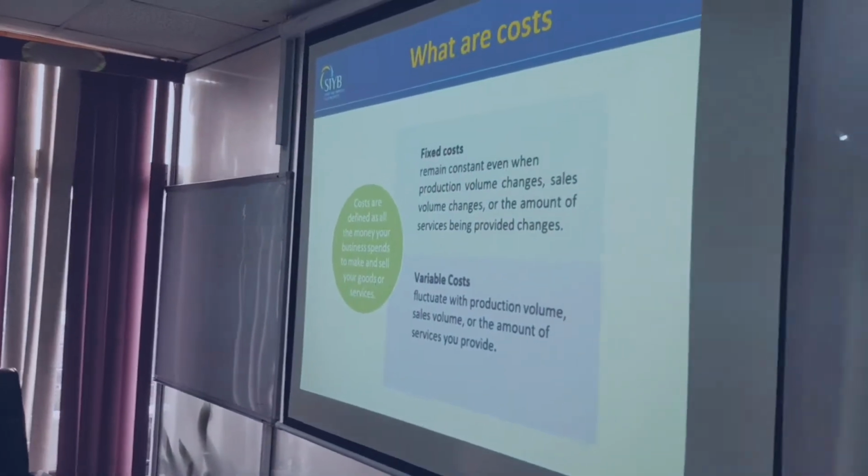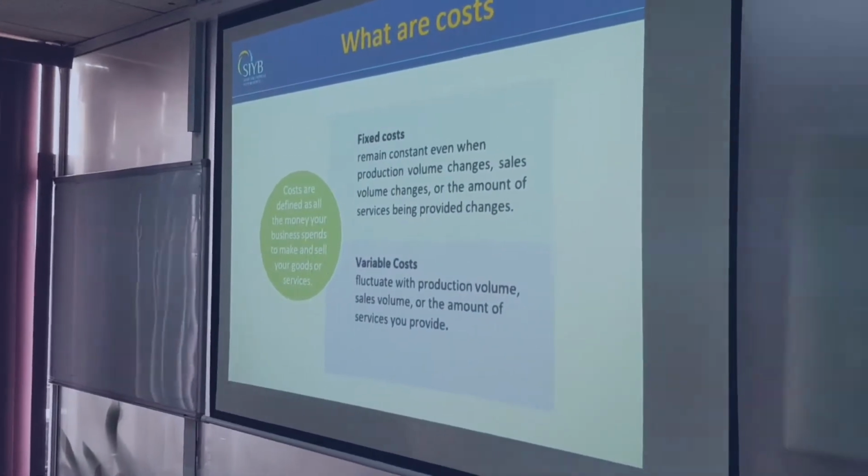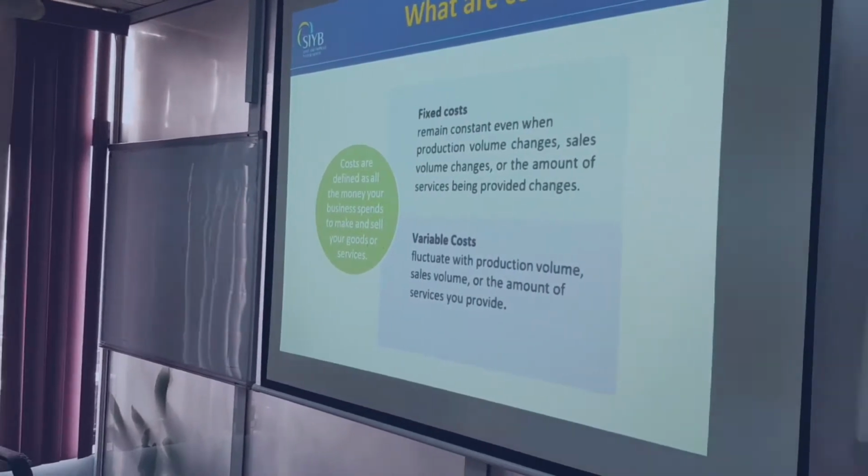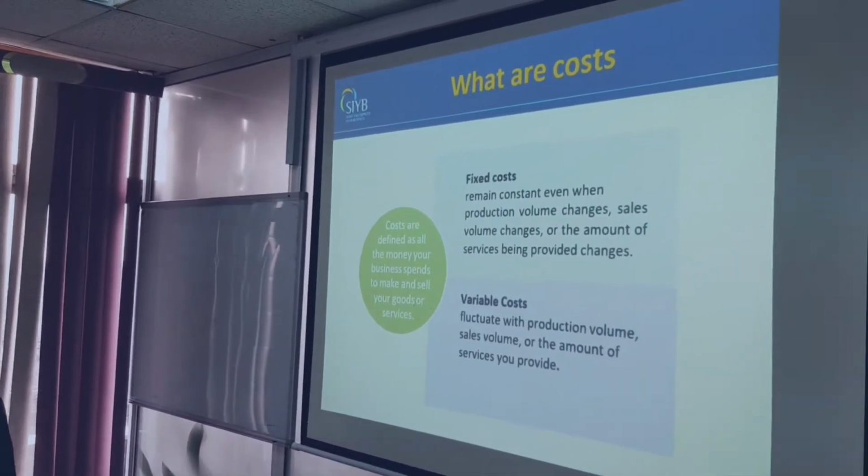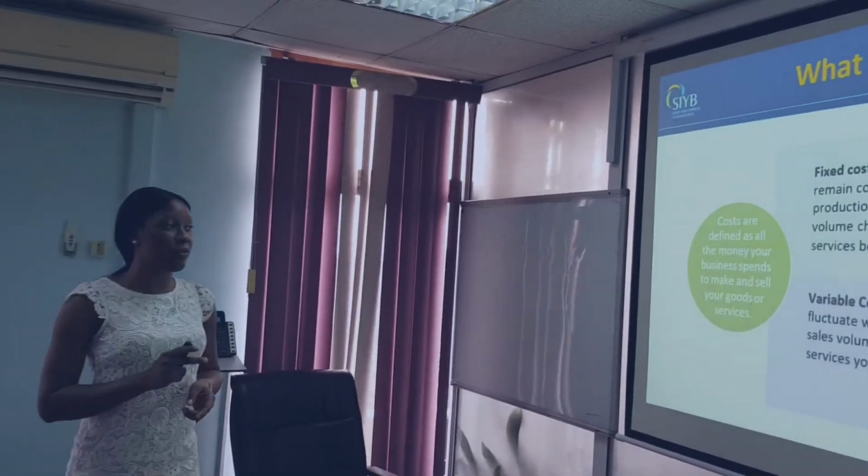This morning I want to explain what costs are. Costs are defined as all the money your business spends to make and sell your goods or services. That's the money you put in your business. That's what your cost is. There are two types of cost: the fixed cost and the variable cost.